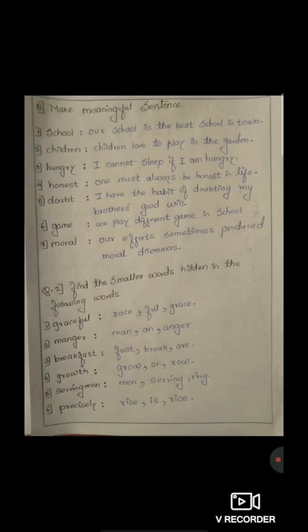Make meaningful sentence. The very first one is school. Our school is the best school in town. Second word, children. Children love to play in the garden. Third word, hungry. I cannot sleep if I am hungry.